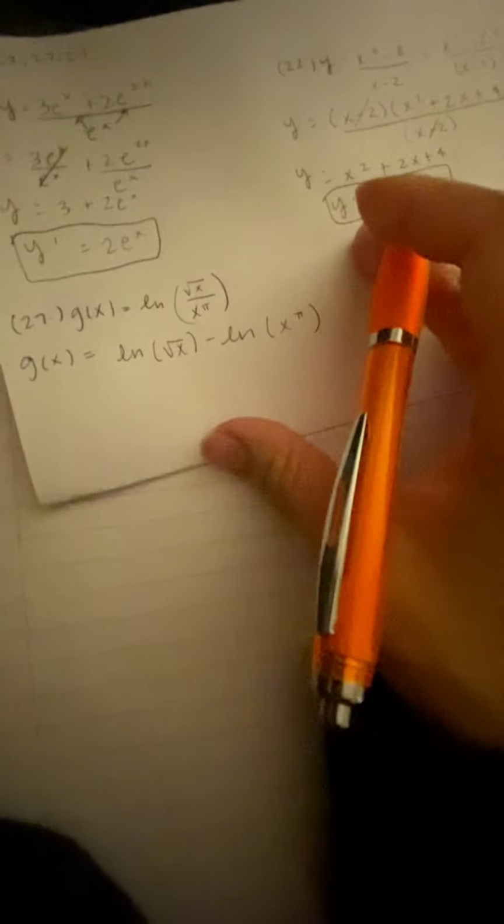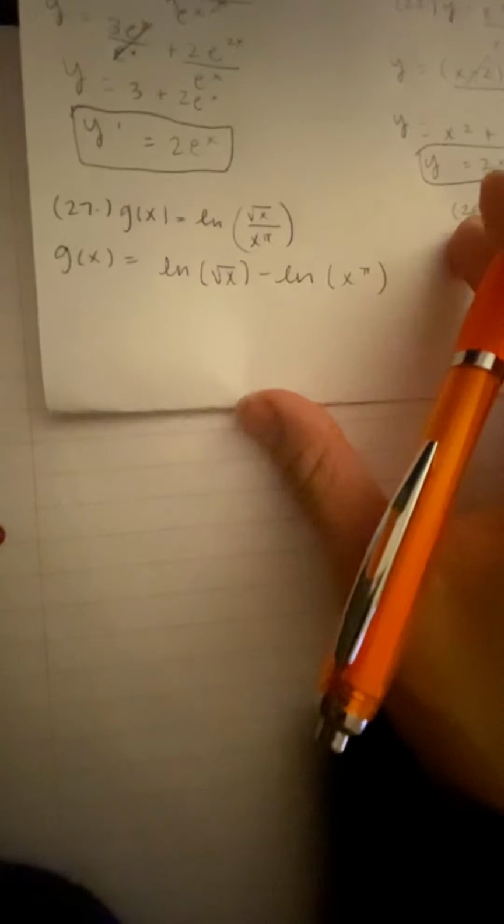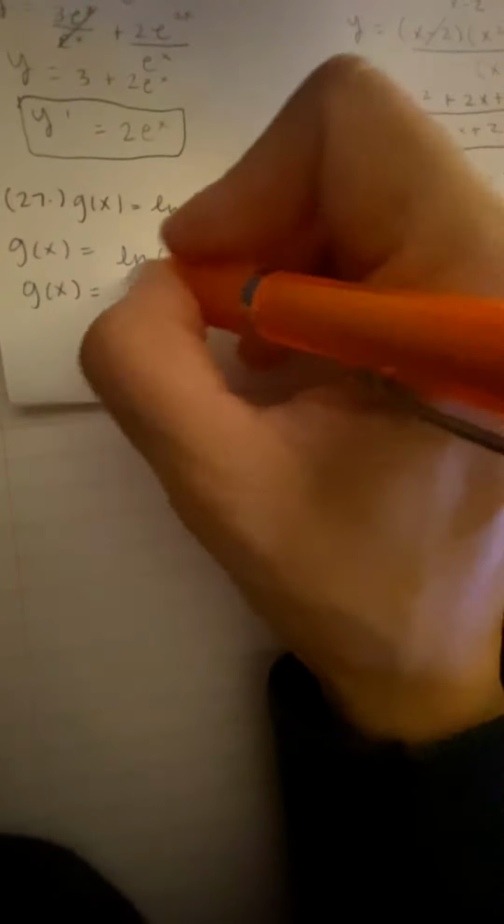And then number 27, rewrite it. ln property, when you are dividing, you can subtract. So I have this. And then every time you have a radical, you have to rewrite that as well. So I would have ln of x to the 1/2, ln of x to the pi. Another property, you can move the exponent to the front.